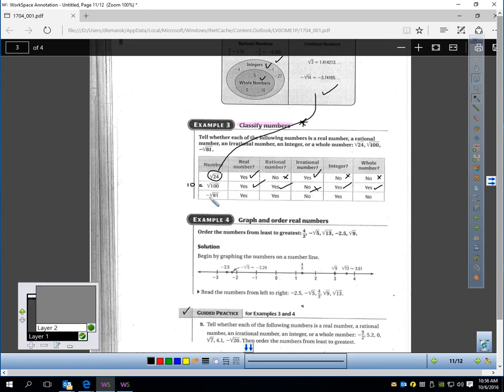Negative square root of 81. The square root of 81 is 9. So this ends up being negative 9. Now let's think. Negative 9, I'll use a different color pen for it. I'll use blue. Negative 9 is definitely an integer. It's not whole, but it is an integer. It's definitely rational, and it's definitely real. So no, it's not whole. Yes, it's an integer. Yes, it's rational. Yes, it's real. No, it's not irrational. You need to be able to do that today.